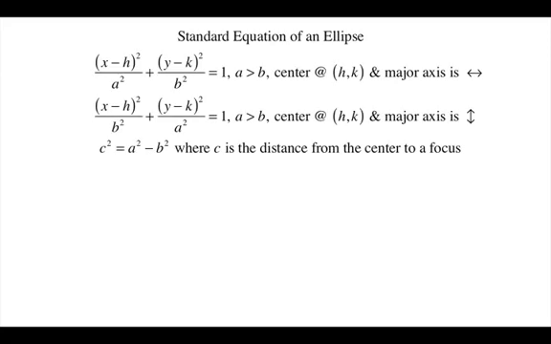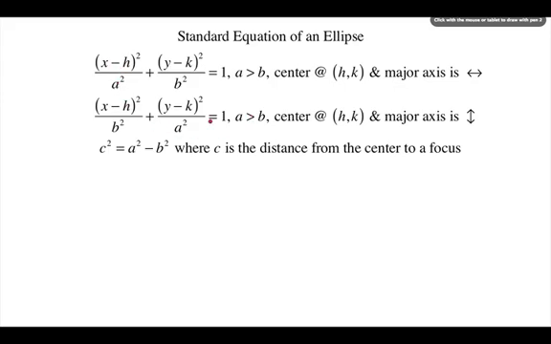This is the standard equation of an ellipse. This is representing an ellipse in which the major axis is horizontal, center at (h, k). How do I know it's horizontal? Because the a is greater than the b, and notice that the a is below the x variable.